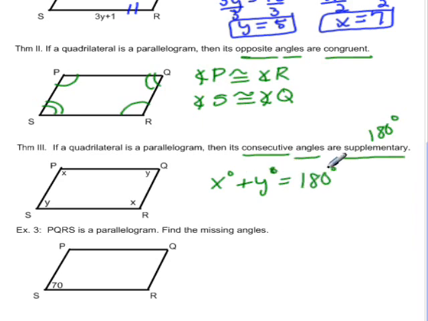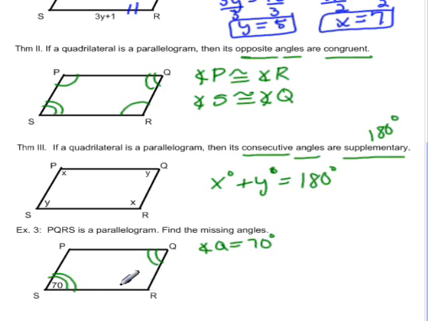Now that we know this about the angles in a parallelogram, let's work example 3. Example 3 says, in this parallelogram, find all the missing angles. Well, we know that angle S is congruent to angle Q because they're opposite angles. So we know that angle Q is equal to 70 degrees. Now, angles P and R are equal to each other, but since we don't know one or the other, we can't say what they are.